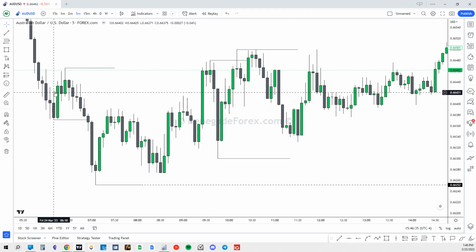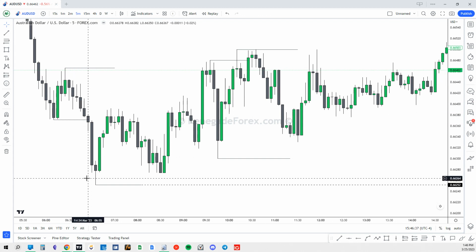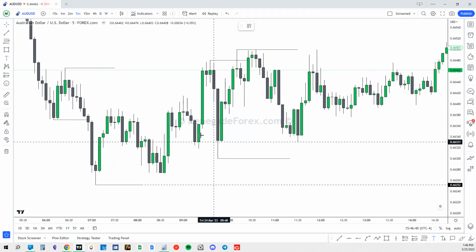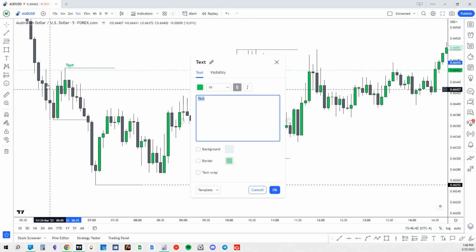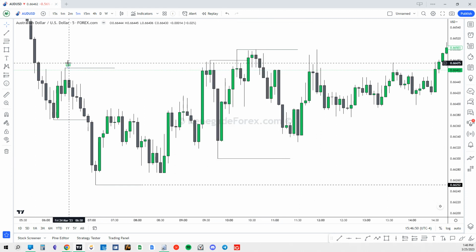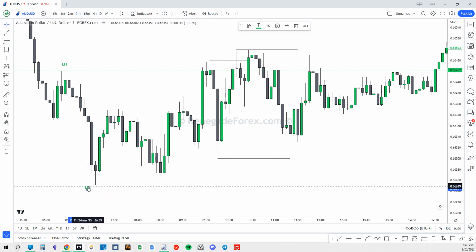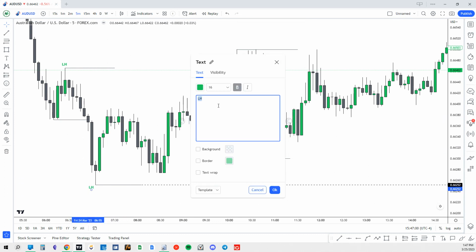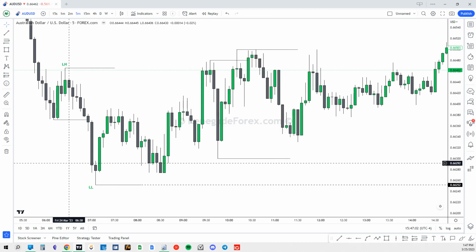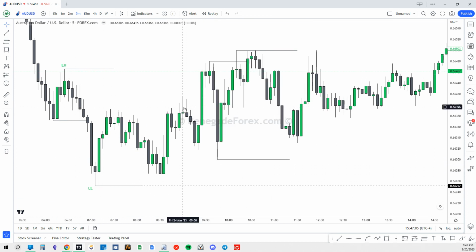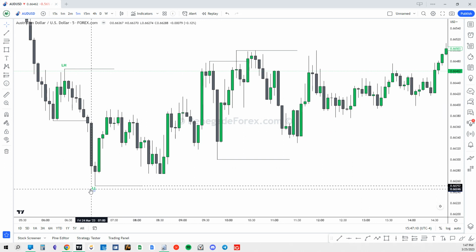So we have a little pullback here and continuation. And so we can mark this price here, or this point in price, as a lower high. And price then continues down and breaks structure, at which point in time, as soon as we start to see this pullback, we can mark this as a lower low. Price then gives us a change of character here, which we'll go over later on in different topics or in different parts of this lesson.